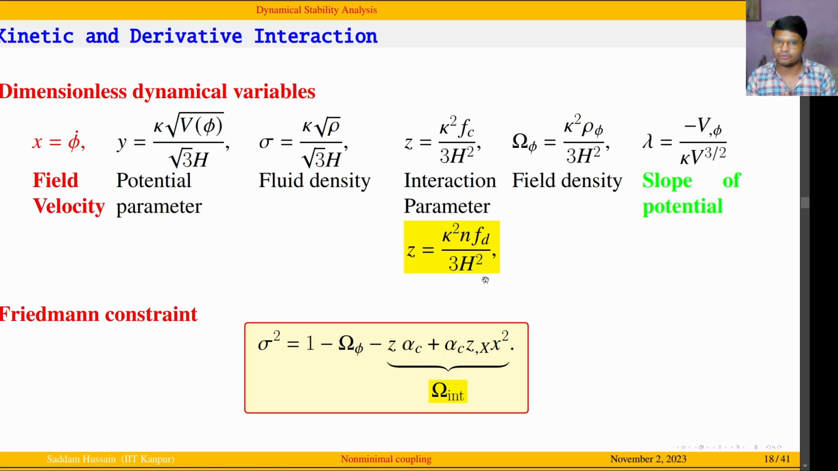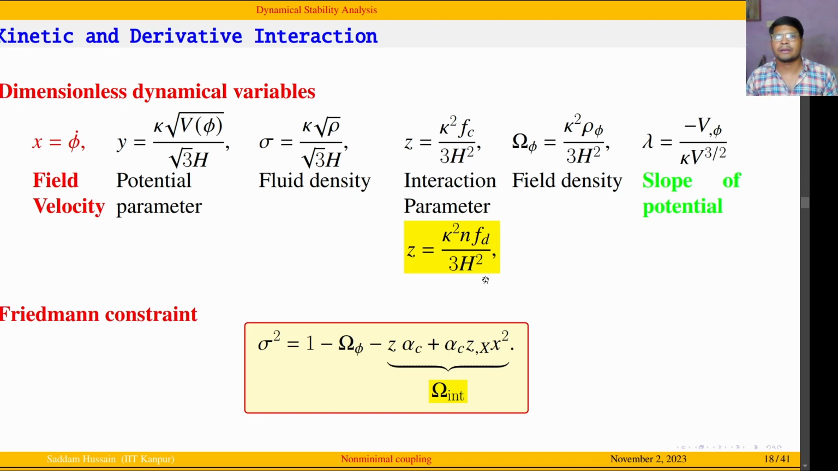Sigma here is the fluid density. Using the first Friedmann equation, we can express sigma squared in terms of the other variables like x, y, and z. Omega phi is given as the field density, and the field density can also be expressed in terms of x and y. Similarly, we have the slope, and for the inverse-square-law type of slope, we have lambda. Now, in some sense, if you have an additional parameter, right?